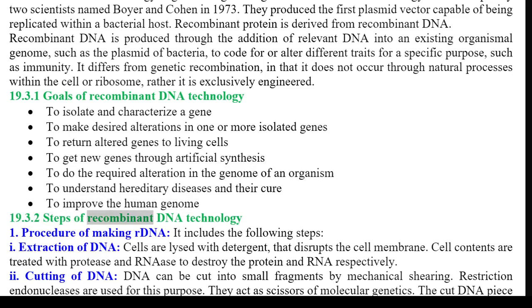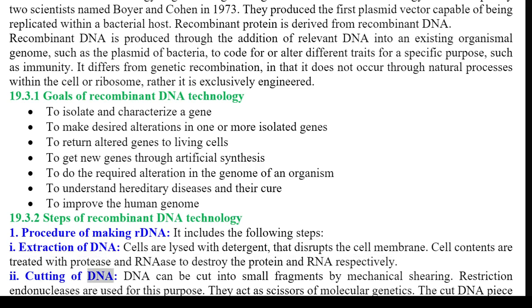19.3.2 Steps of recombinant DNA technology. 1. Procedure of making rDNA. It includes the following steps. I. Extraction of DNA. Cells are lysed with detergent that disrupts the cell membrane. Cell contents are treated with protease and RNase to destroy the protein and RNA respectively.